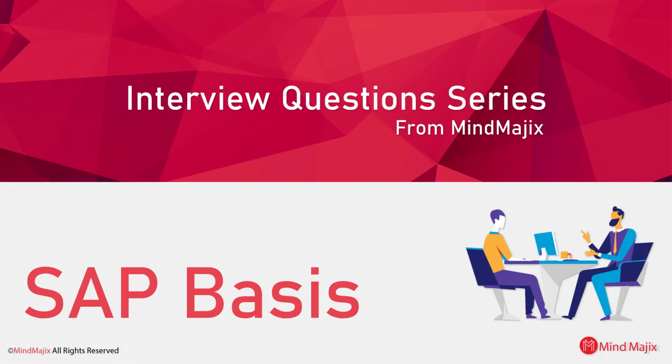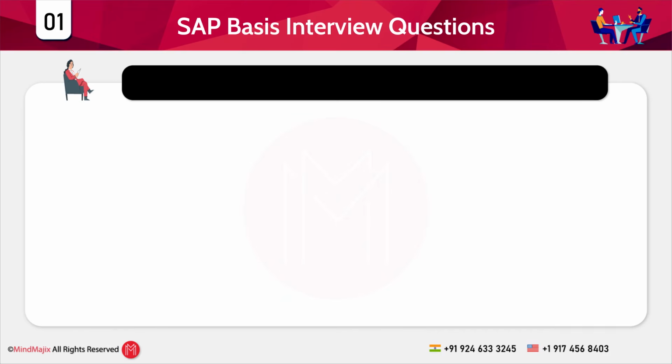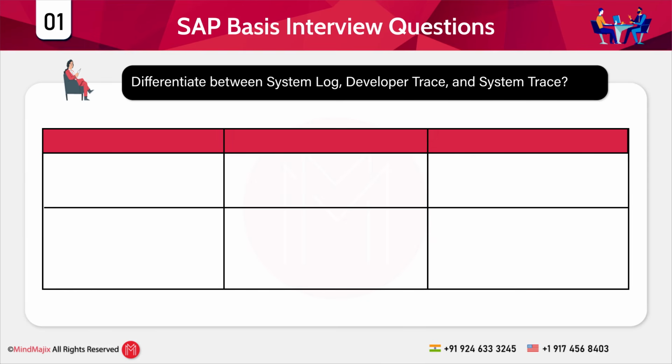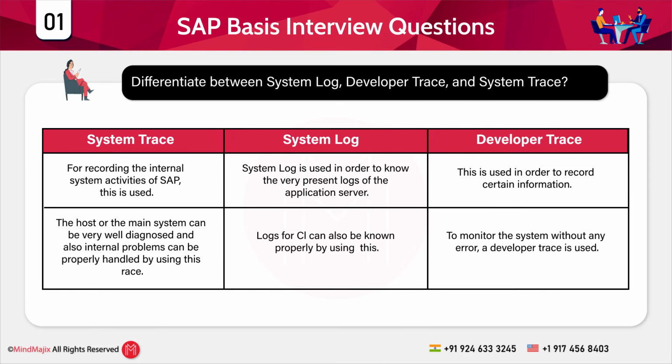So without any further delay, let's get started with our first question. The first question over here is differentiate between system log, developer trace, and system trace. So guys, as you can see here, we have created three columns. The first one is for system trace, the second one is for system log, and the third one is for the developer trace.